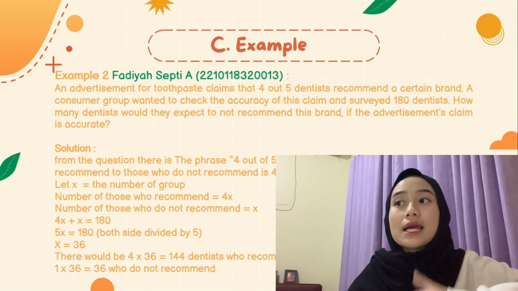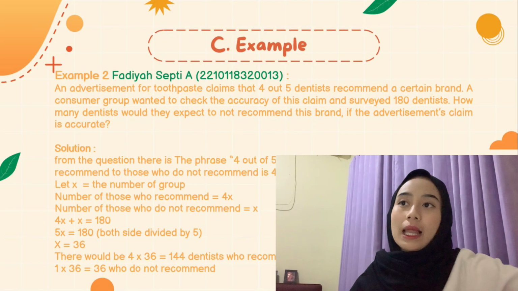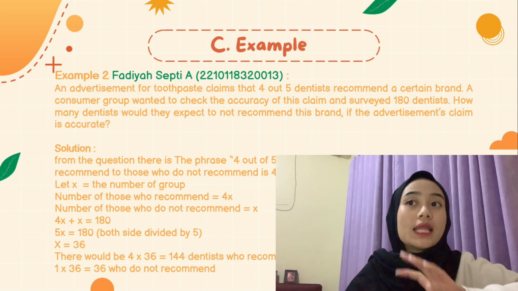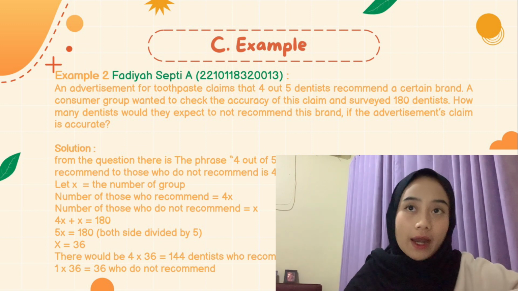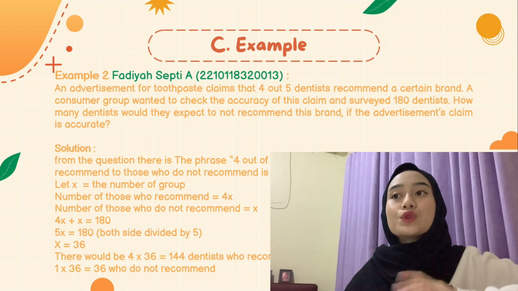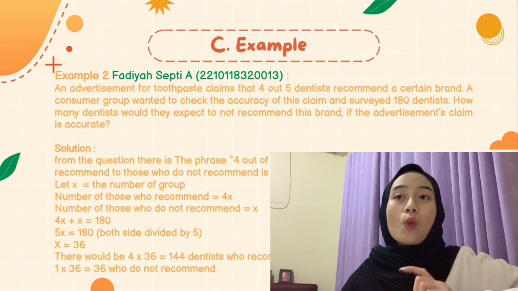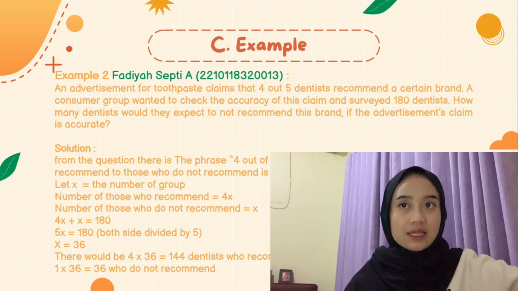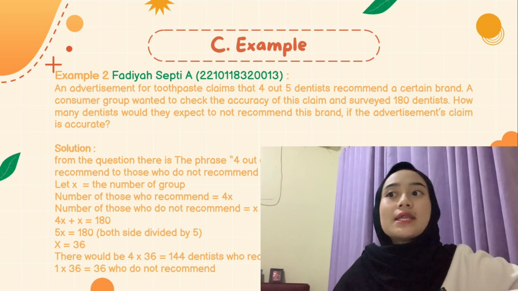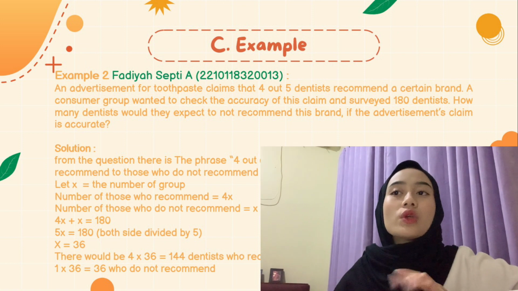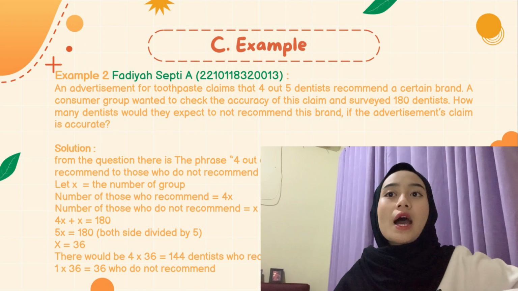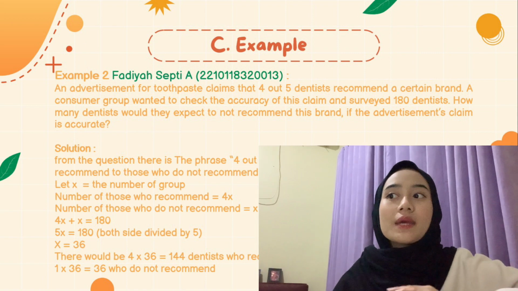So next, the third topic is example. Okay, we start from example 2. An advertisement for toothpaste claimed that 4 out of 5 dentists recommended a certain brand. A consumer group wanted to check the accuracy of this claim and surveyed 180 dentists. How many dentists would they expect to not recommend this brand if the advertisement claim is accurate?